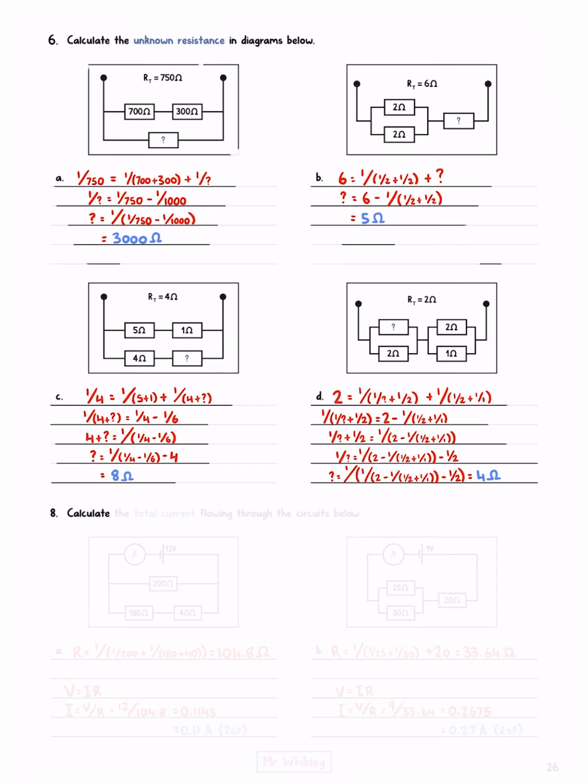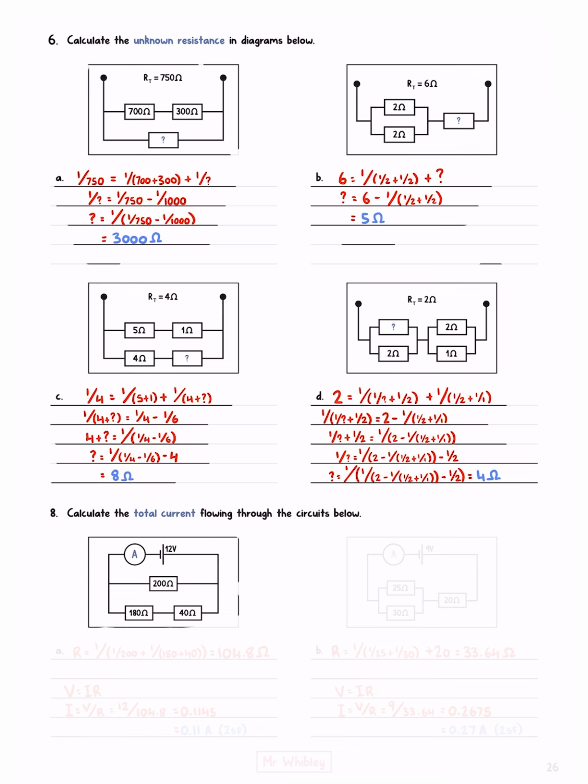Question 7. Calculate the total current flowing through the circuits below. We have our ammeter, we have our 12 volt source, that's in parallel with a 200 ohm resistor, which is once again in parallel with a 180 and 40 ohm resistor in series with each other. And now to find the current flowing, we must first find the total resistance. Our total resistance, because we have two branches in parallel, is 1 over the sum of our 1 over resistances, which is 1 over 200, plus 1 over our 2 in series, 180 plus 40, which gives us 104.8 ohms.